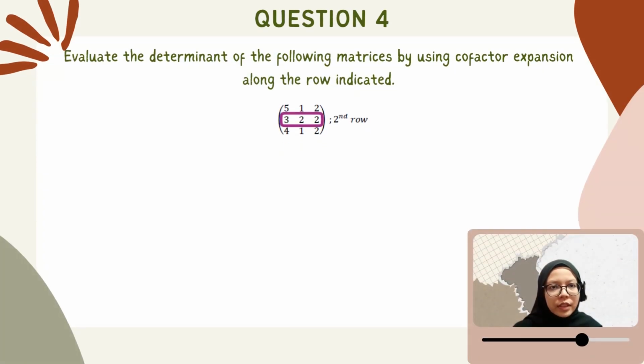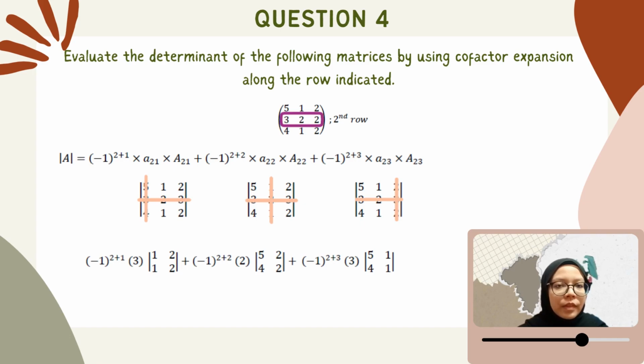Next is question 4. Evaluate the determinant of the following matrices by using cofactor expansion along the row indicated. Question 1 is to expand along the second row. To expand along the second row, we go across the elements in row 2. The first term is negative 1 to the power of the row index plus the column index of the first element, which is 2 plus 1, times the element 3 times the determinant of the submatrix formed by deleting row 2 and column 1, plus the second term is negative 1 to the power of the row index plus the column index of the second element times the element 2 times the determinant of the matrix formed by deleting row 2 and column 2.